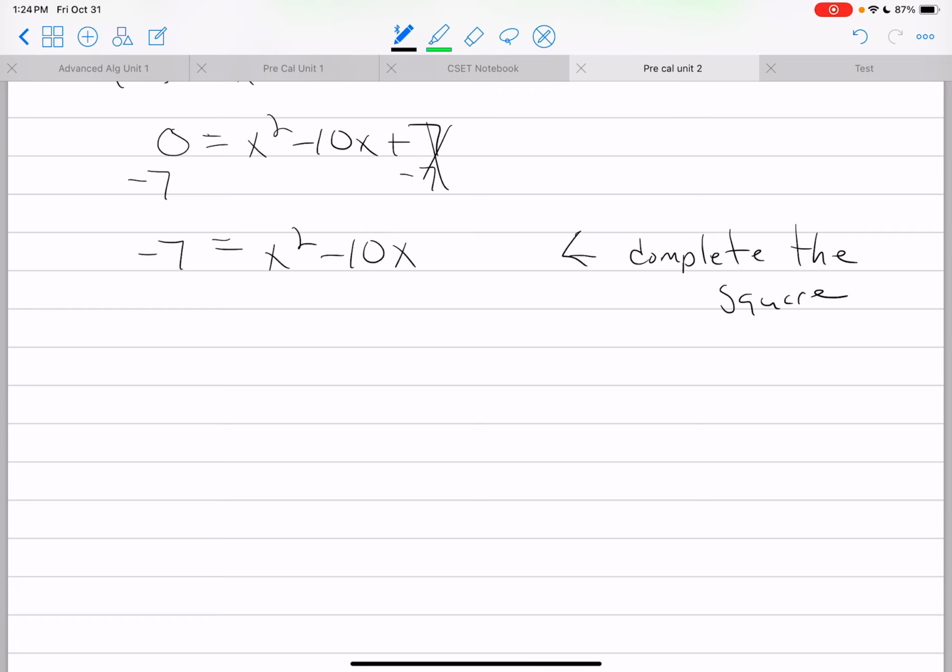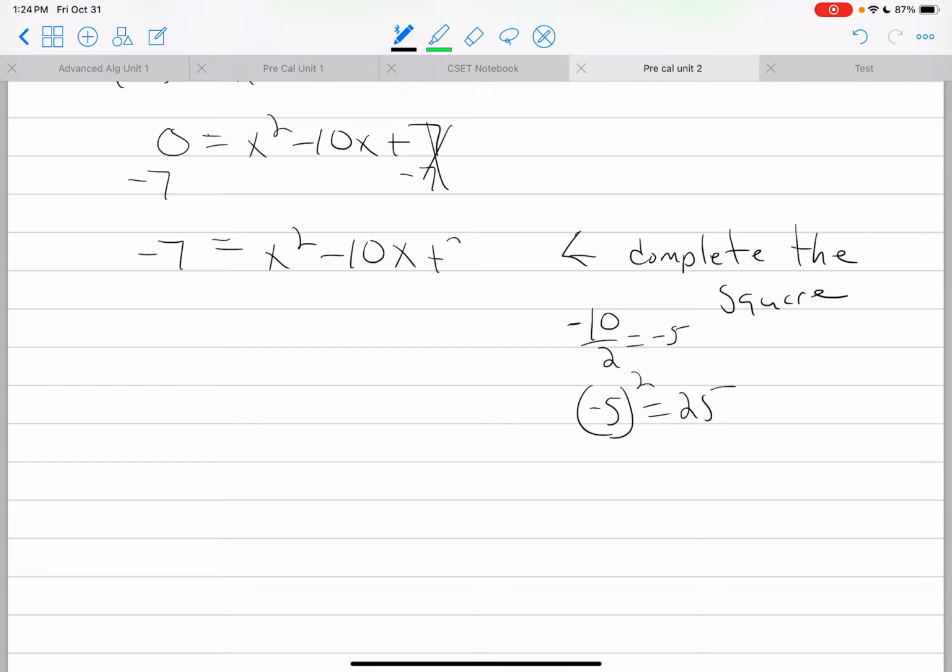Which you should be like, oh, okay, what do I have? I have this negative 10, right? I have to take that negative 10 and divide it by 2, which gives me negative 5. And I have to take that negative 5 and square it, which gives me 25. Cool. So you're like, all right, well, what do I do with that?